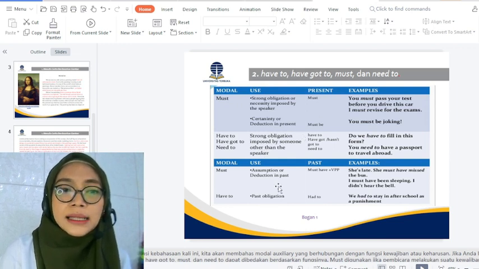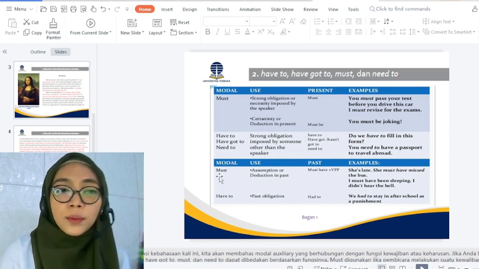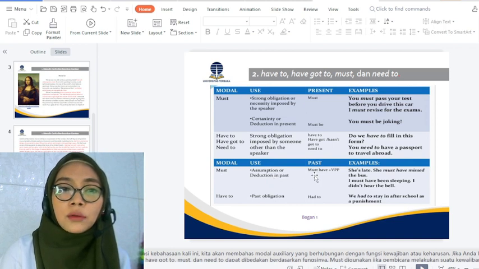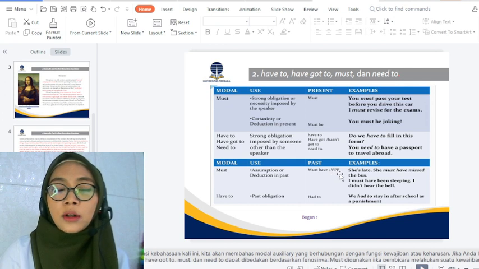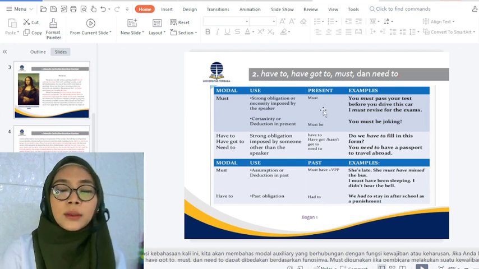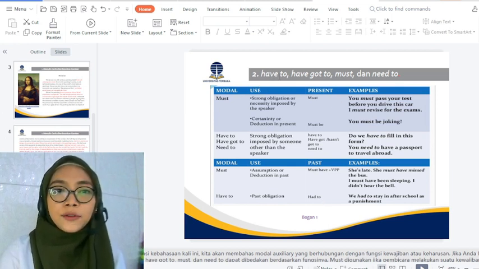In the past tense, when you want to use must, you should write must plus have plus past participle or verb 3. And also have to, in the past tense, becomes had to. You can read more about have to, have got to, must, and need to in this slide.